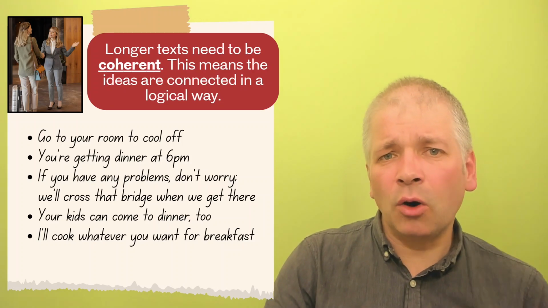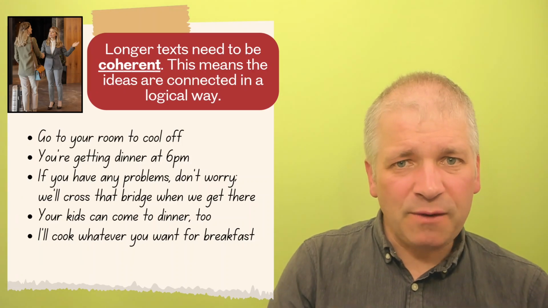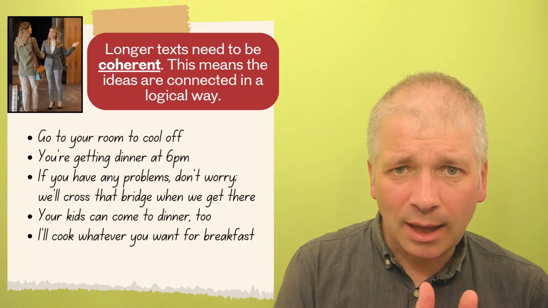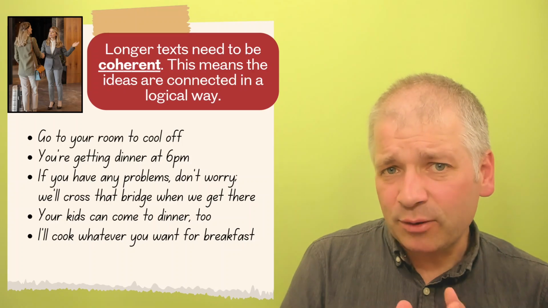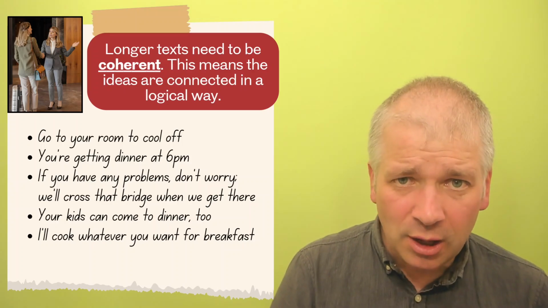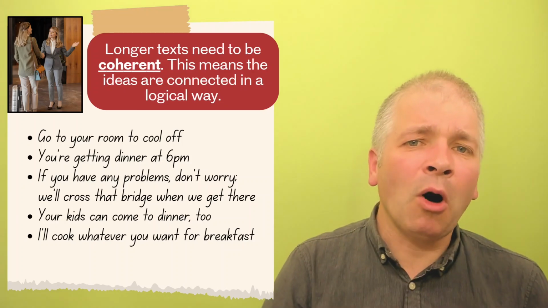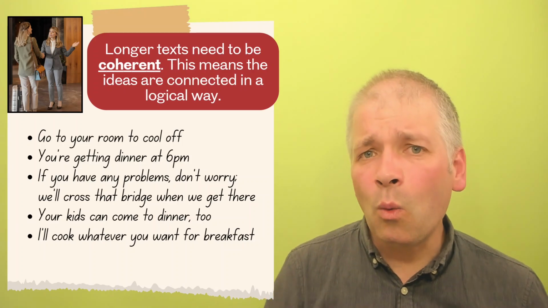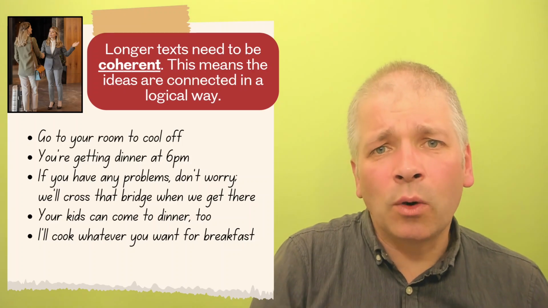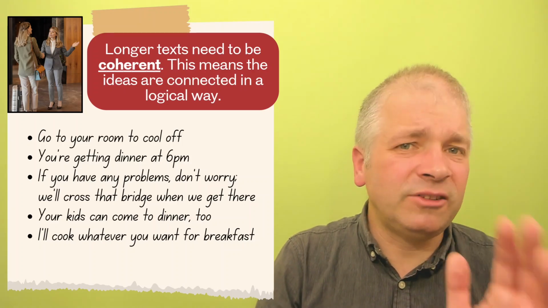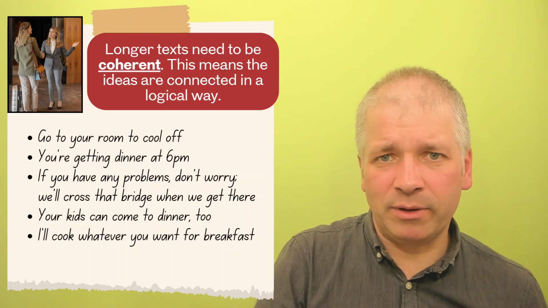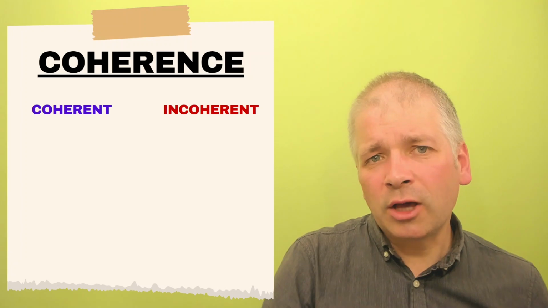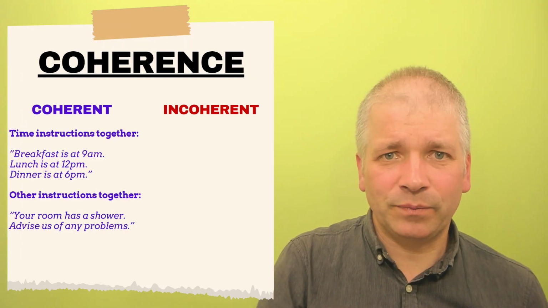This text is not coherent, and therefore, although we had advanced grammar and advanced vocabulary, and we could have improved the register and we could have improved the cohesion, we would still have a problem of coherence. The ideas are not connected in a logical way. Let me show you what I mean by showing you a different version that does have coherence. Firstly, let's look at a more coherent alternative.